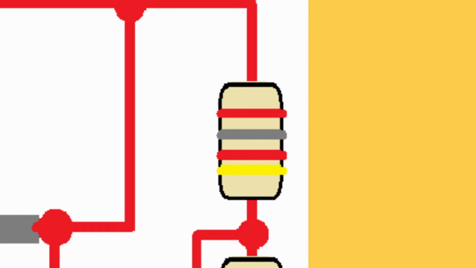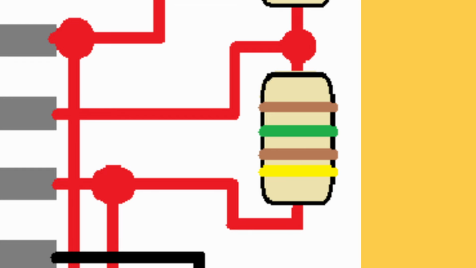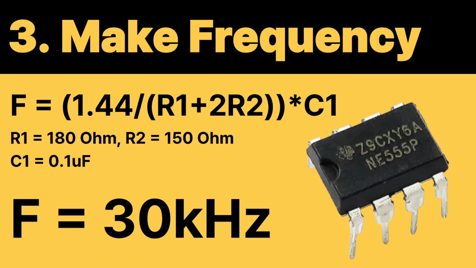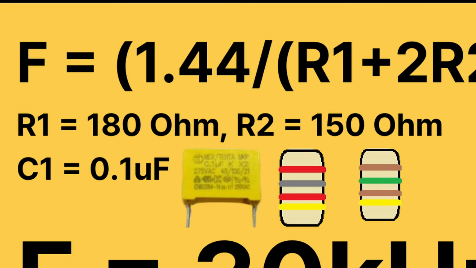We will place a 0.1 microfarad capacitor, a 180 ohm resistor at R1, and a 150 ohm resistor at R2. Now, I have placed the decoupling capacitor and other components in the circuit. The calculation formulas are as follows. You can perform the same calculation if you use the LMC or ICM IC. These three components are the critical parts that determine the IC's output frequency.